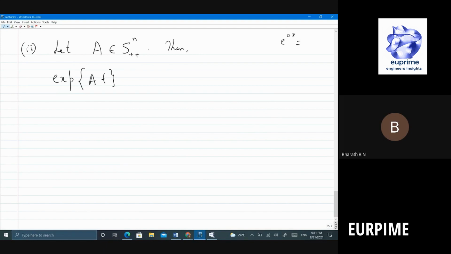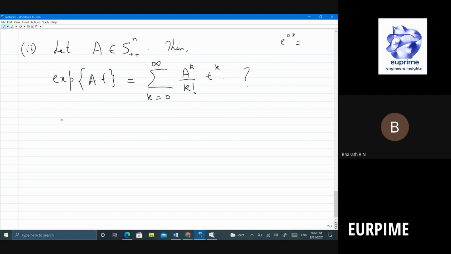1 plus ax plus a square x square by 2 factorial plus a cube x cube by 3 factorial plus and so on, right? So can I write this exactly like that? K equal to 0 to infinity. I'll write it like this: a power k over k factorial times t power k. So question: well, in fact, in this case, I can actually prove this. Okay, so it turns out that I can actually not prove. Okay, let's see what are the things one can do.